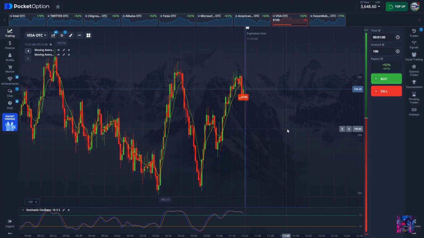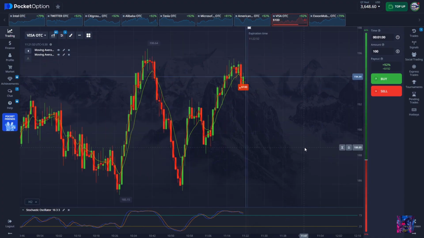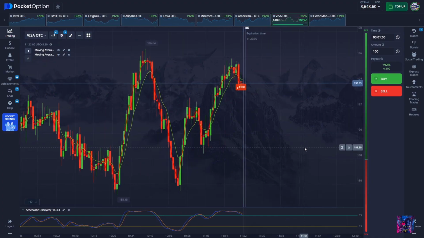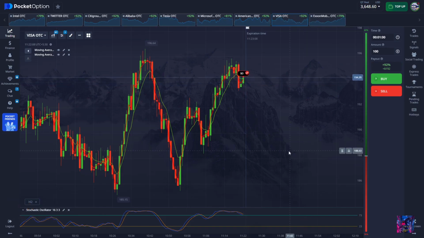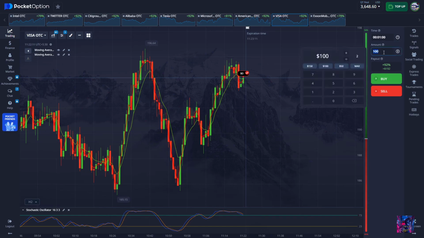Right now the market is coming up and fluctuating, but let's see what happens. Only a few seconds left for this trade. Okay, this is a lost trade. No worries, we'll recover our loss with the help of the martingale step.